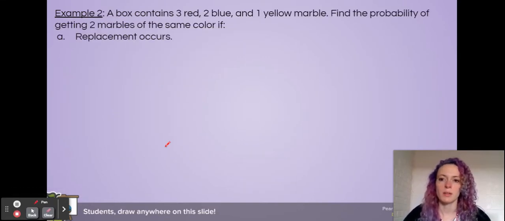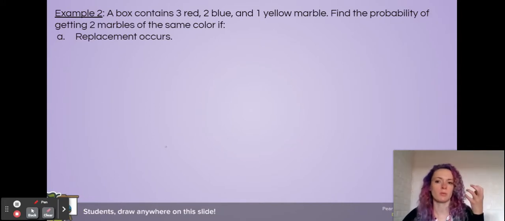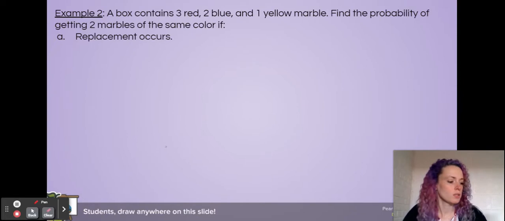All right, in example 2, a box contains 3 red, 2 blue, and 1 yellow marble. Find the probability of getting 2 marbles of the same color if, and this is a 2-part question, Part A is if replacement occurs, meaning when I pick the first marble, I note the color and I put it back. So let's start drawing our tree diagram.